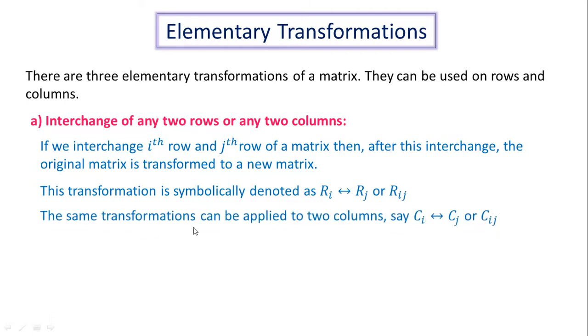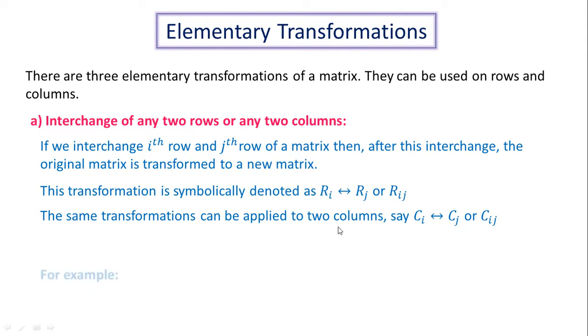The same transformation can be applied to two columns. Suppose the letter C is used for column, so Ci interchanges to Cj, or you can write Cij. You can interchange any two rows or any two columns as per your requirement. This is called an elementary transformation of a matrix.